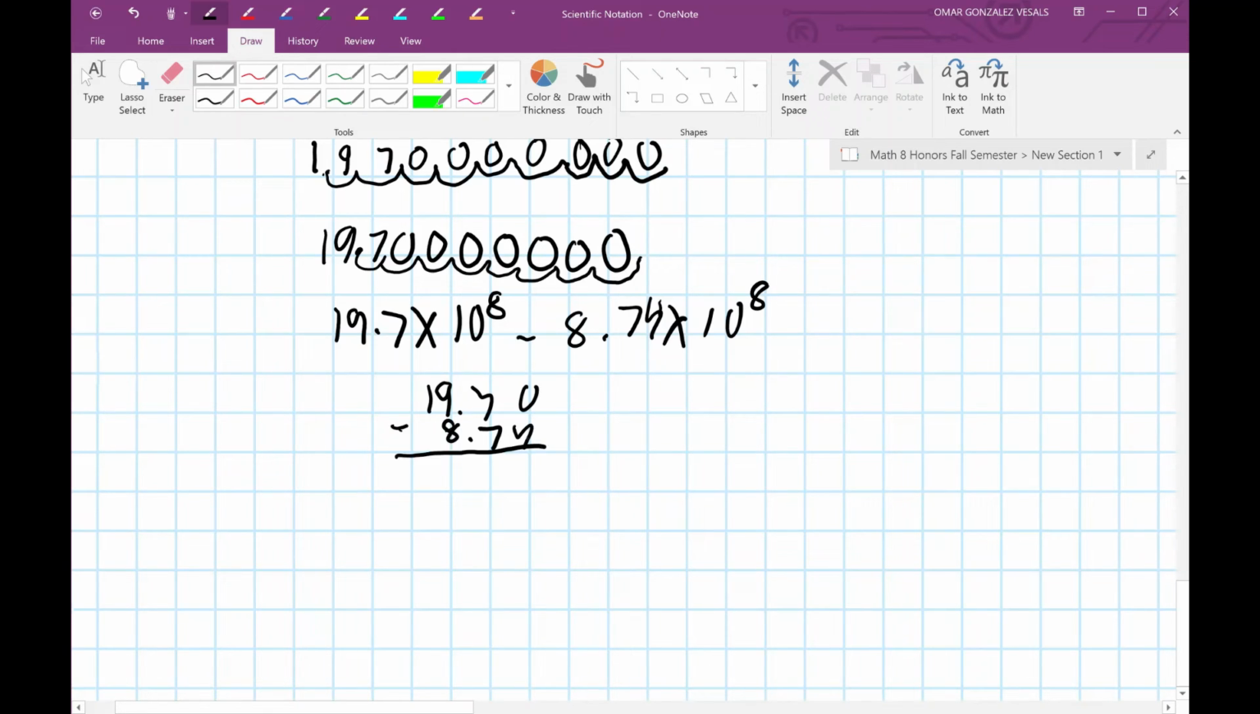So you can't do 0 minus 4, so you have to turn this to a 6 and regroup. And that's 6. And then 16 minus 7 is 9, and 8 minus 8 is 0. Good. So this is 10.96 times 10 to the what? 8th power.